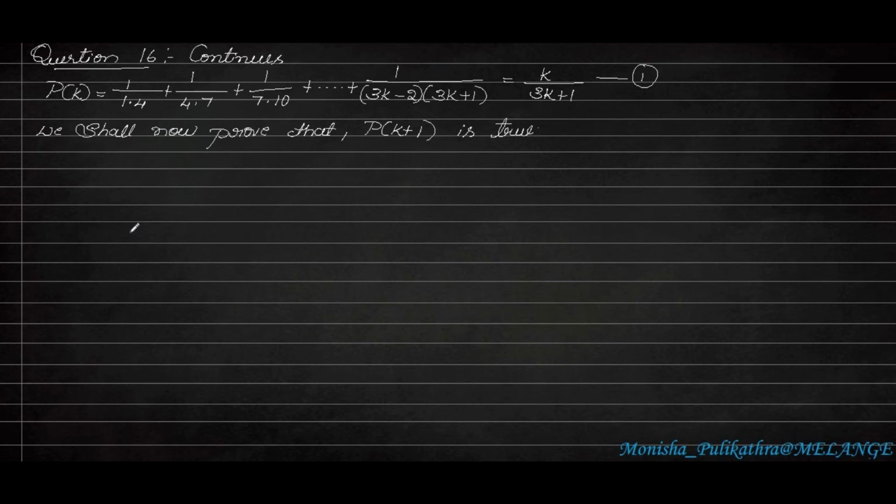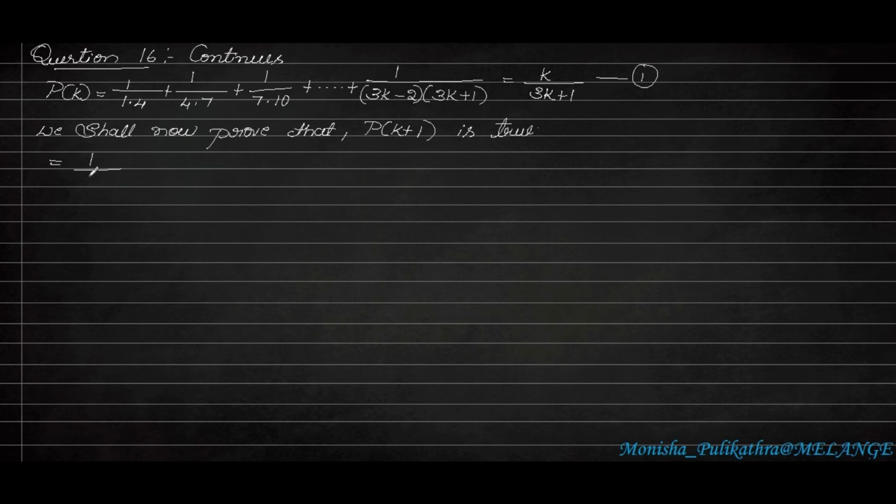Let us continue the 16th question. So I have written equation 1 here. That is, wherever n is there, you have to include k there. So up to here, k by 3k plus 1. So this will be equation 1. So after P of k, we have to prove that P of k plus 1 is true. So in the place of k, we have to substitute k plus 1.